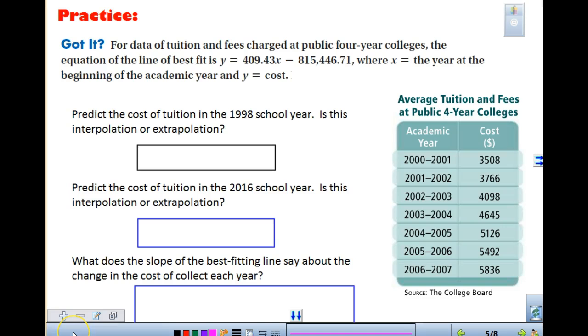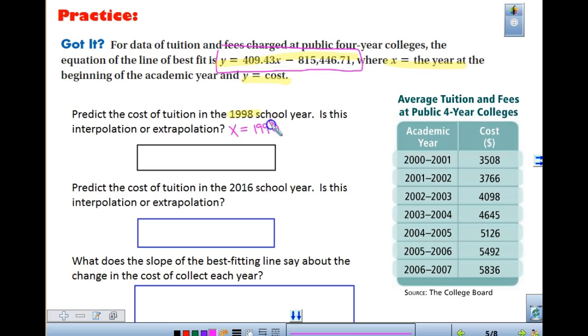I know. Fees charged at public 4-year colleges. The equation of the line of best fit is y equals 409.43x minus 815,446.71, where x equals the year at the beginning of the academic year, and y equals cost. So y is our cost at our institution, and we are asked to predict for 1998. That means in this equation, so you'll have some questions similar to this on your test, that we are using x equals 1998 in our equation.